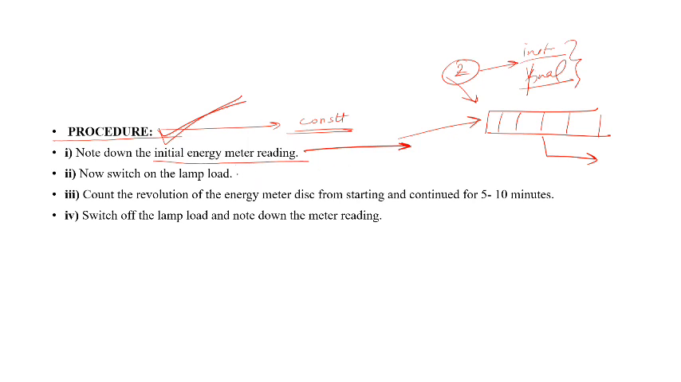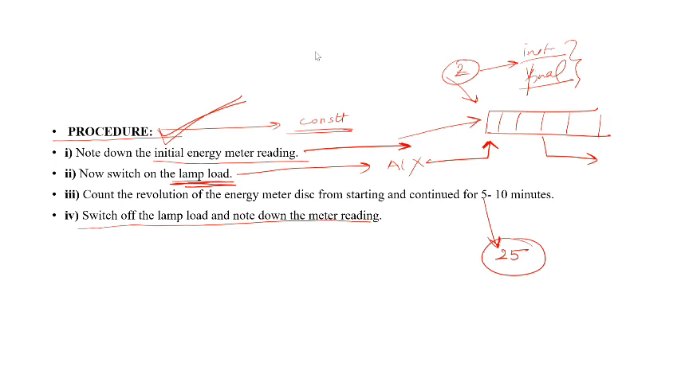All right, the second step would be to switch on the lamp load. Obviously we'll turn on the lamp load. If we do not turn it on, our aluminum disc will not rotate and consequently our dial would not move further. In the third step, we need to count the revolutions made by the disk. You'll need to carefully count the revolutions of the disk. The disk has a red marker. If it passes you once, it means the disk has completed one rotation. We'll count approximately 25 revolutions of this energy meter disk. And lastly, you are going to switch off the lamp load and note down the final reading of the energy meter.